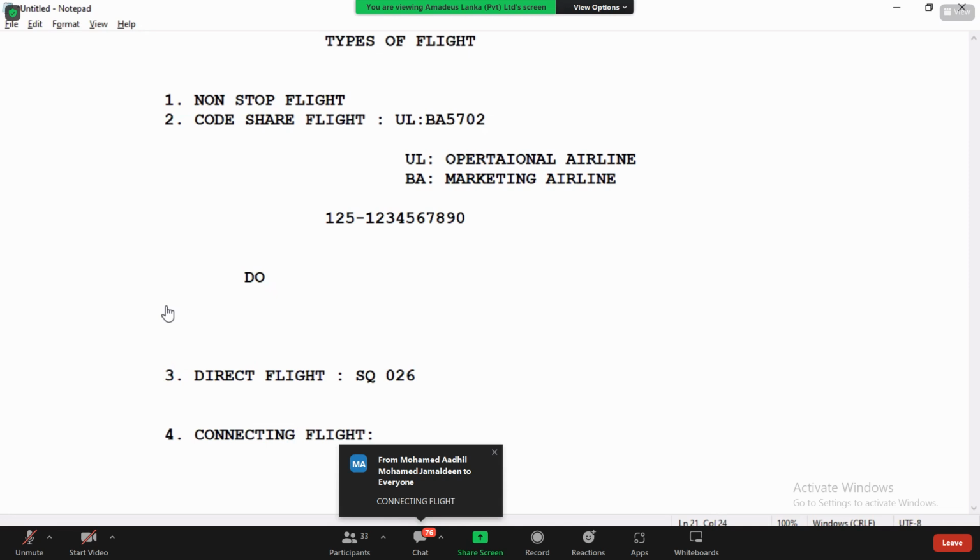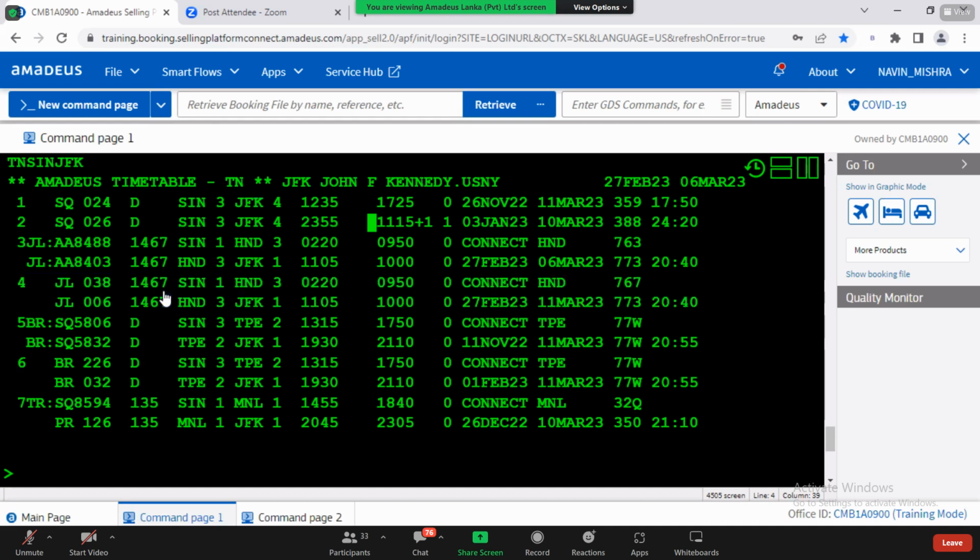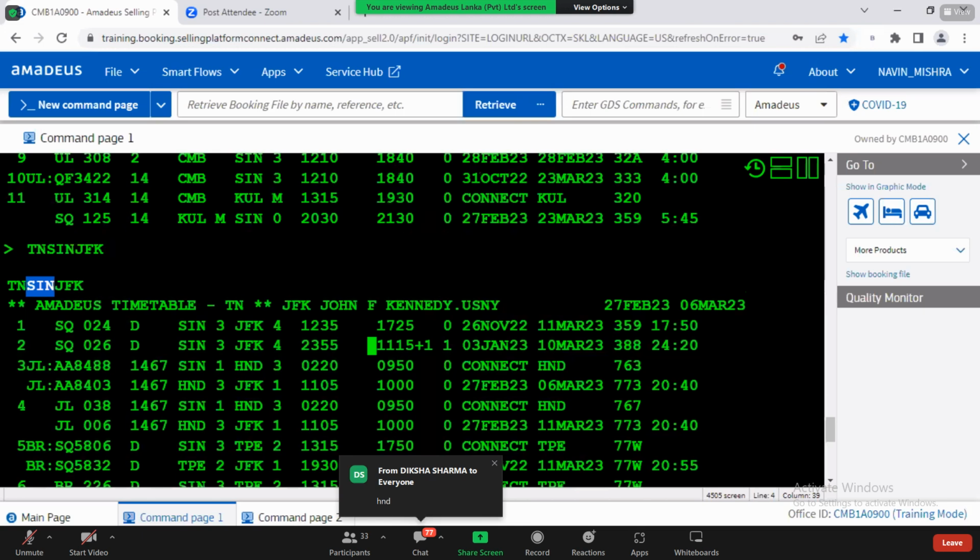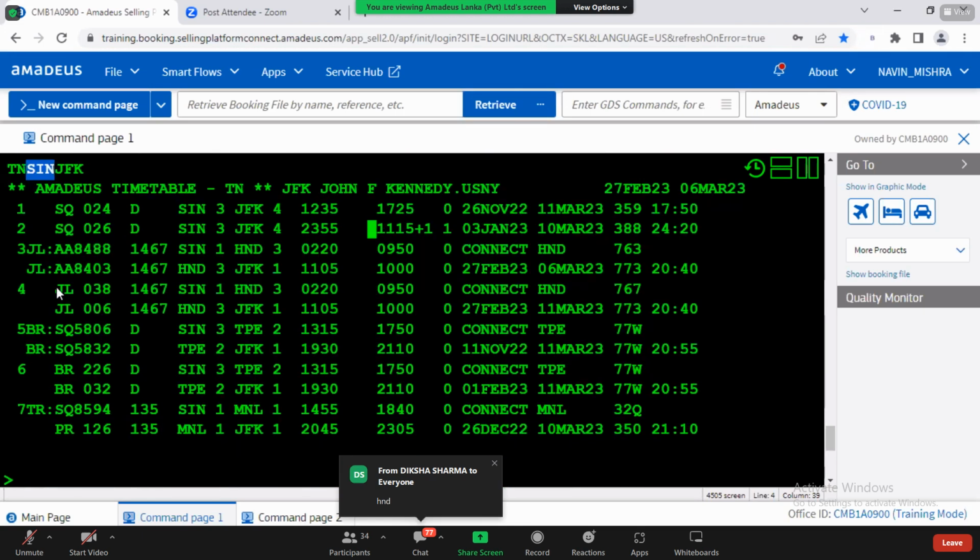The passenger is going to depart from Singapore. Tell me the destination. Kennedy, that means New York. And how the airline is going to take you to Singapore is given here. First of all, which airline and flight number must the passenger board? Tell me the flight number. JL038. That is the first flight the passenger has to board at Singapore, and it reaches HND.